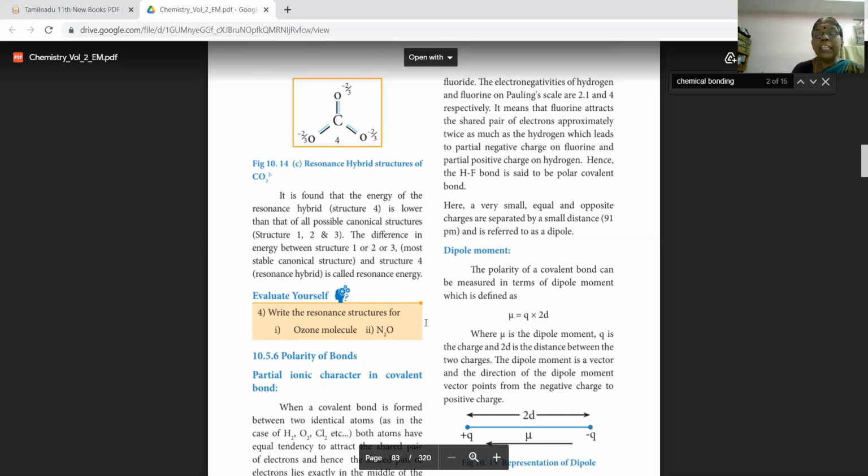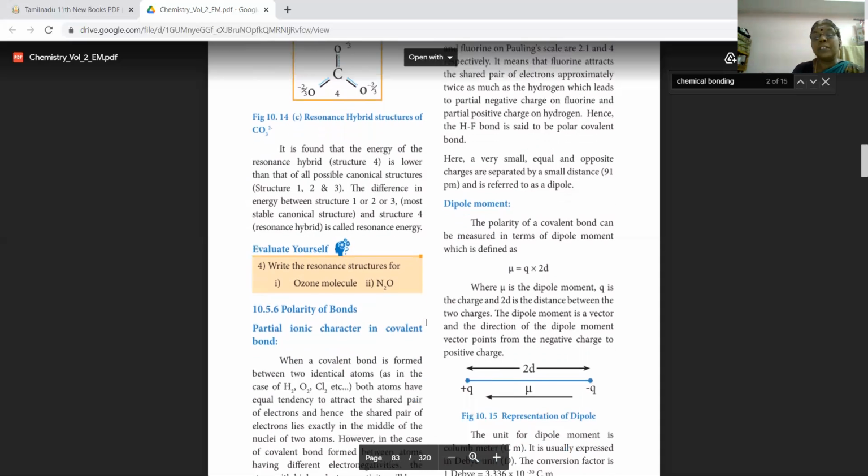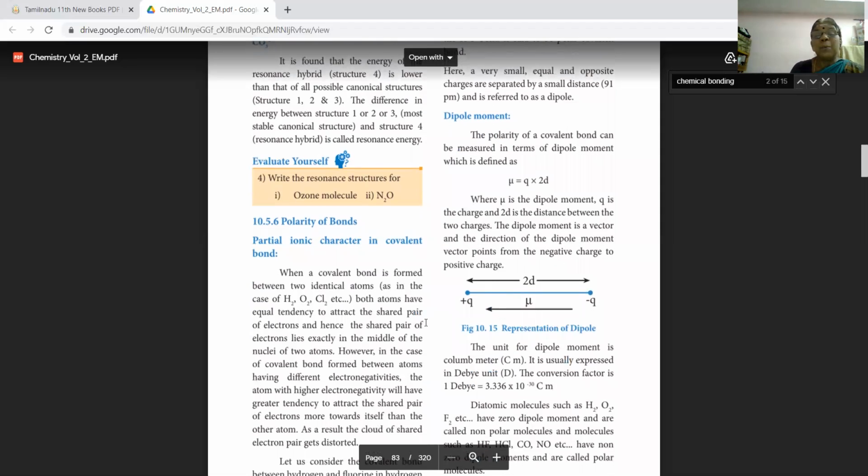Here, very small equal and opposite charges are separated by a small distance, that is 91 picometer, and it is represented as a dipole. Next we are going to see another parameter, that is dipole moment. The polarity of a covalent bond can be measured in terms of dipole moment, which is defined as mu equal to q into 2d, where mu is the dipole moment, q is the charge, and 2d is the distance between the two charges.